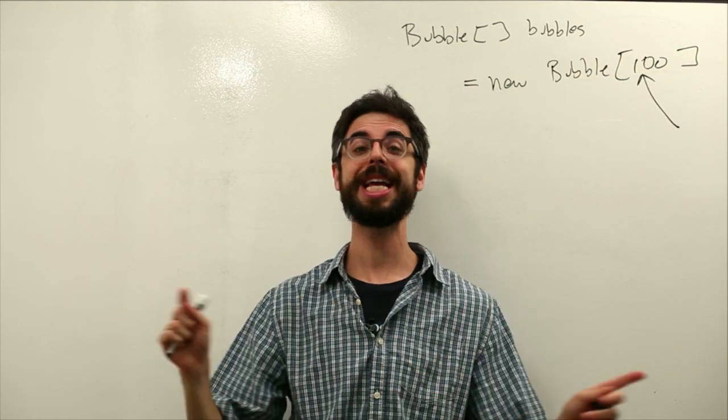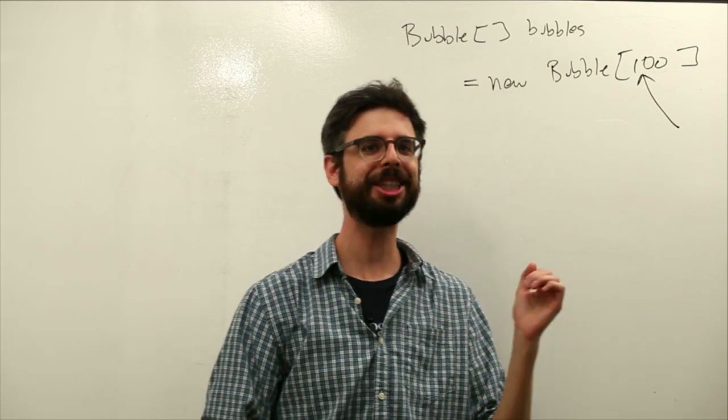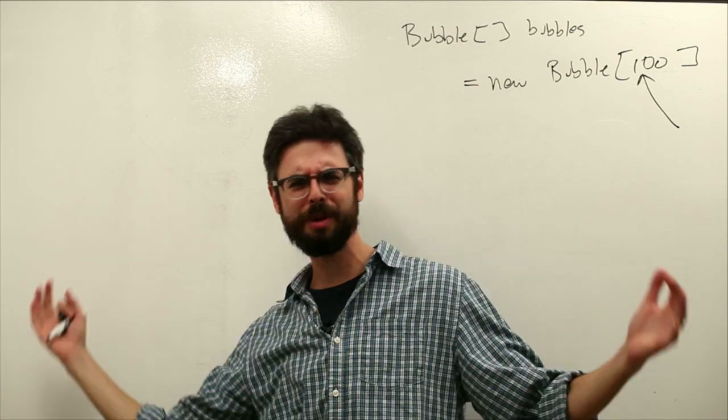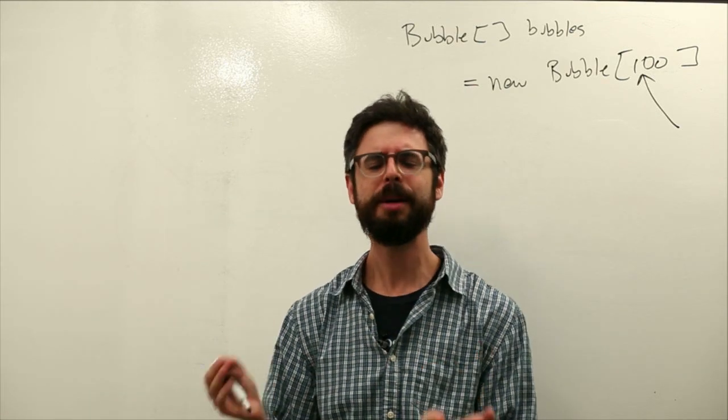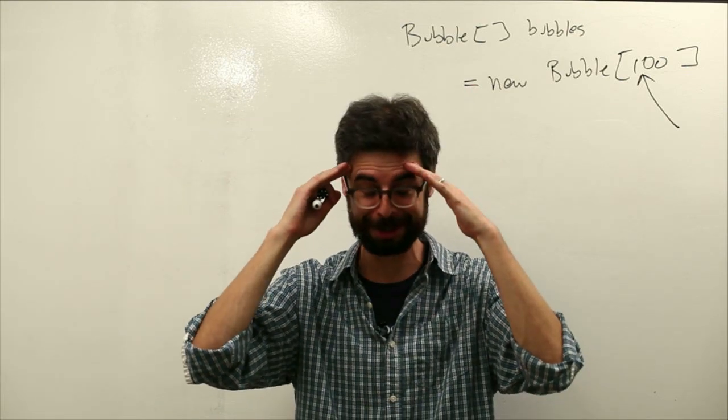The size of that array can never change. If later in the program I suddenly want 200 bubbles, I can't just add an extra 100 bubbles there. I could delete the array and make a new array and do all sorts of crazy stuff, but an array is a fixed size. So this is obviously a severe limitation.